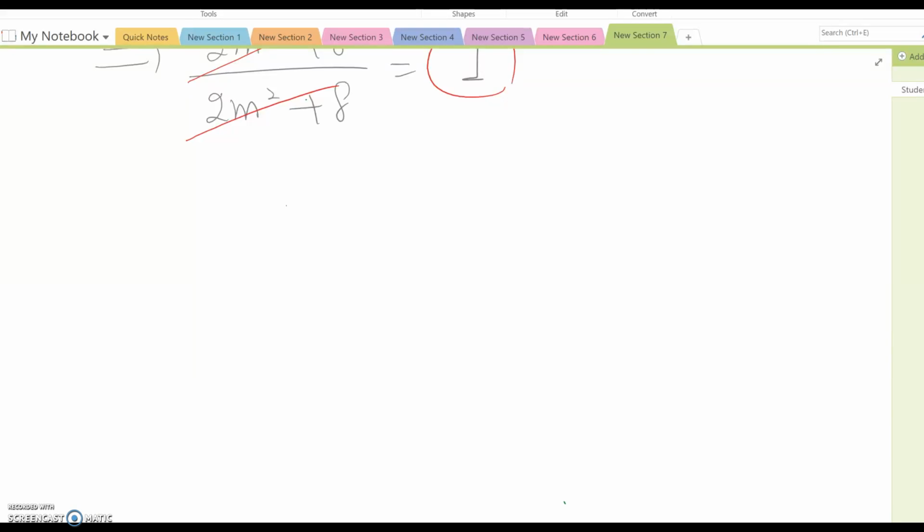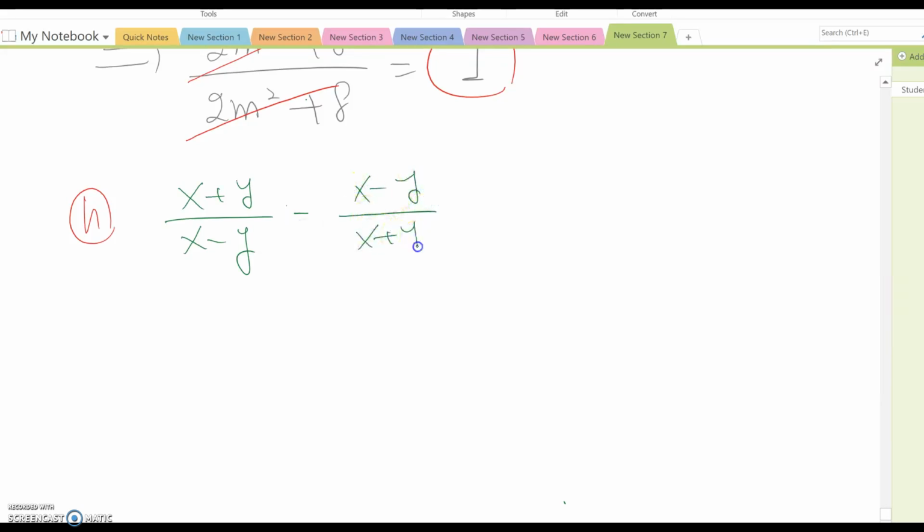Letter H. (x + y)/(x − y) minus (x − y)/(x + y), over xy/(x squared minus y squared). Okay, so in this case it looks much more complicated, but as long as you can find the LCD, then it will be easier.